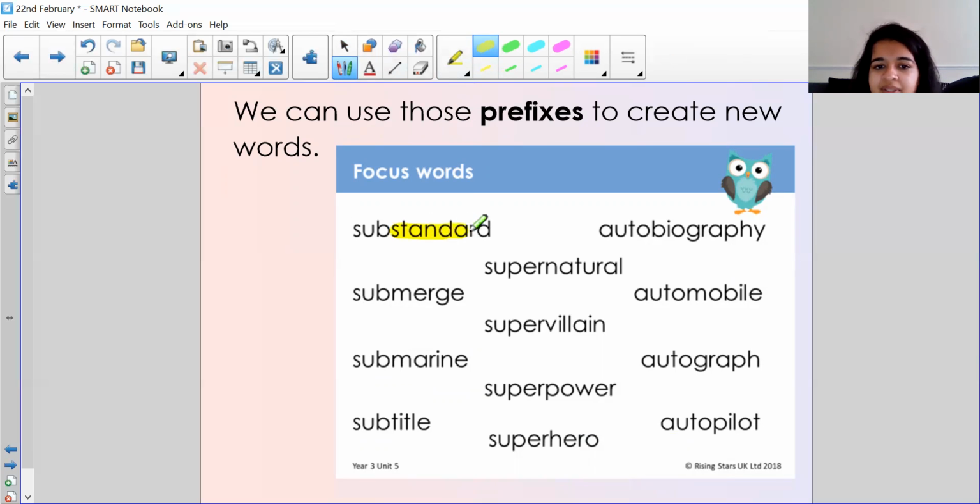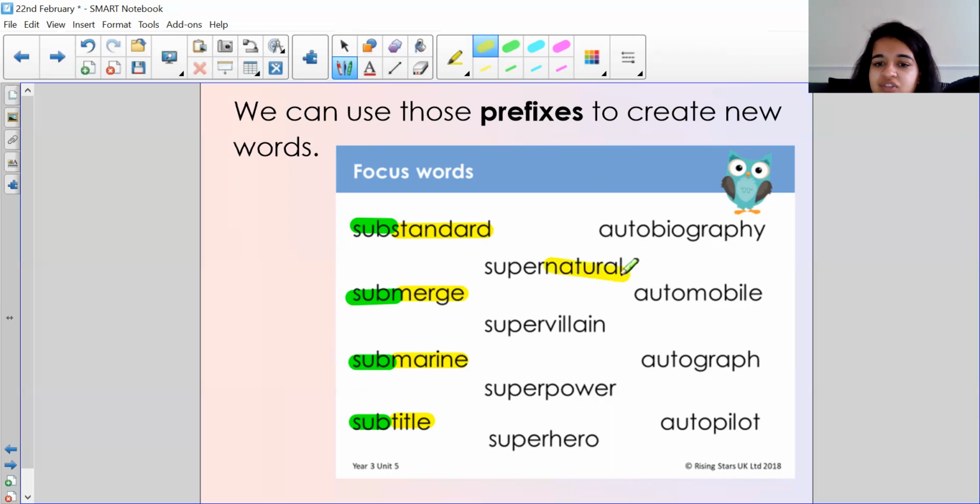Okay, remember these were root words. We did standard, merge, marine, and title. And all I've done is added the prefix sub to it. So substandard, below standard, submerge, submarine, subtitle. Ooh, we've talked about subtitle a lot. It's those little titles, the title that goes below the main title, usually at the beginning of a paragraph.